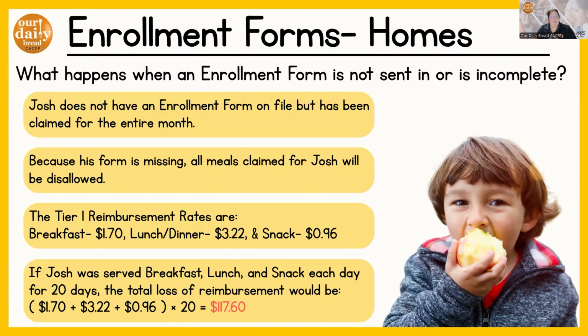So let's explore what happens when an enrollment form is missing or out of date. So we're going to look at Josh's situation. He didn't have an enrollment form submitted, yet he was claimed for the entire month. Due to this oversight, every meal claimed for Josh will be disallowed. So if we take a look at Tier 1 reimbursement rates, so we can see the maximum impact this could have, if Josh was served breakfast, lunch, and snack each day for those 20 days, the total loss of reimbursement would be $117. And you may have more than one child who is missing an enrollment form. So those numbers can stack and it adds up and it makes a real impact on your reimbursement.